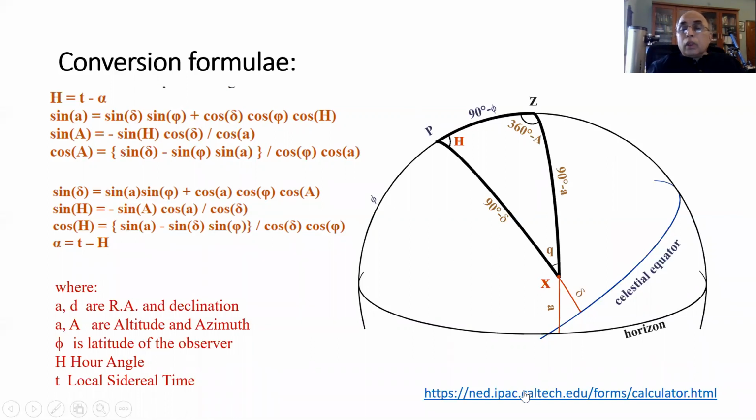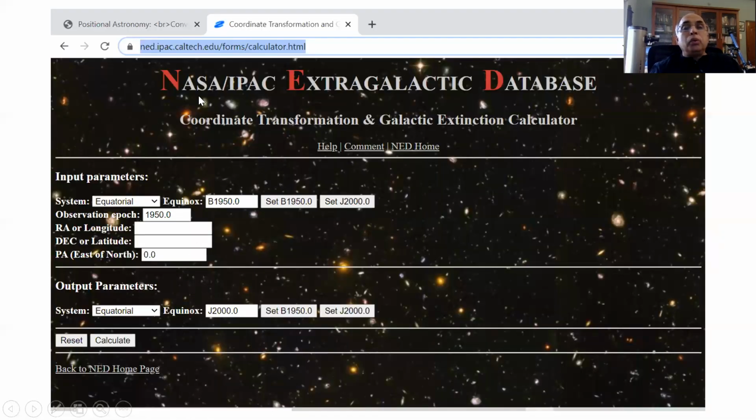There's another way you can do it. There is a link given here. You can go to this site, and if you click it, it will give you NASA's Extragalactic Database, and this will give you a calculator where you can choose what system you want, equatorial or galactic or whichever, and then by click of the buttons you will get your output parameters. You can convert from equatorial to RA-Dec, from RA-Dec to galactic or vice versa, and so on.